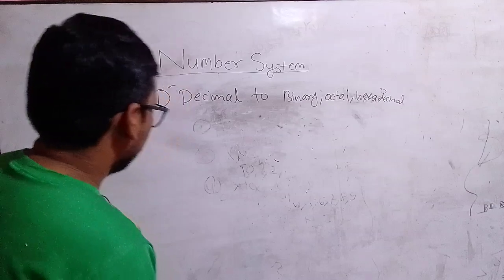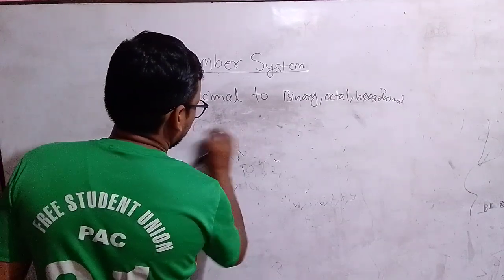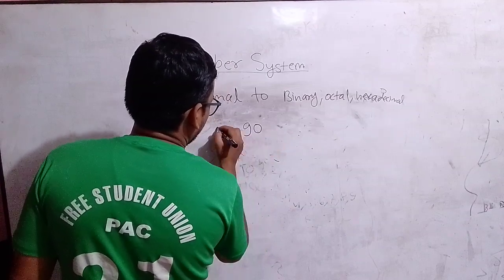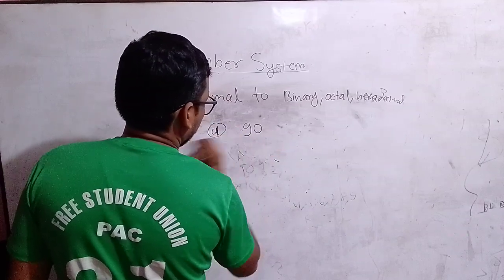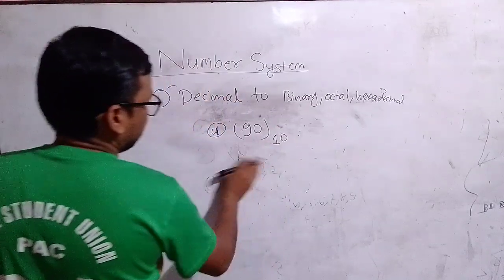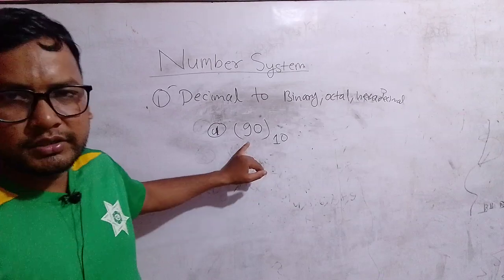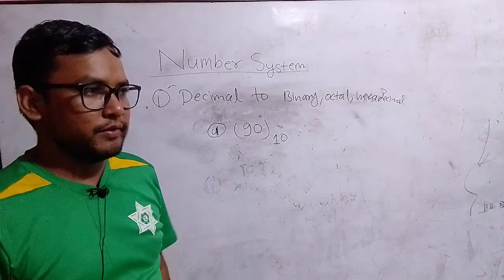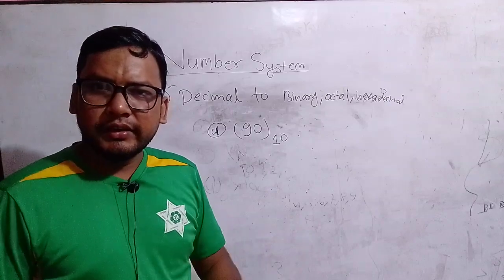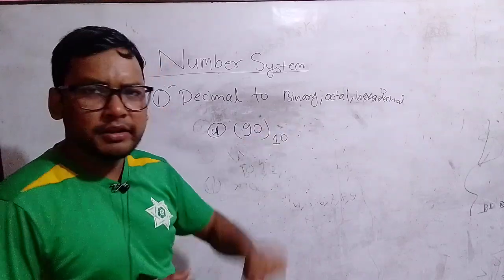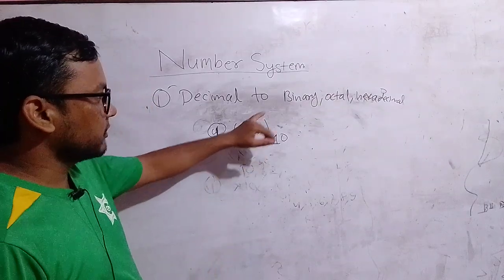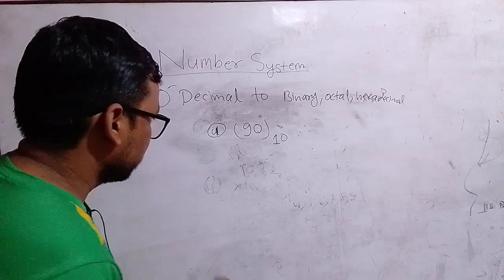Now for example, we have a number 90, base 10. We need to write the base also. Suppose in our example 90 is given. This is in the decimal number system. Then how to convert it into the binary number system?